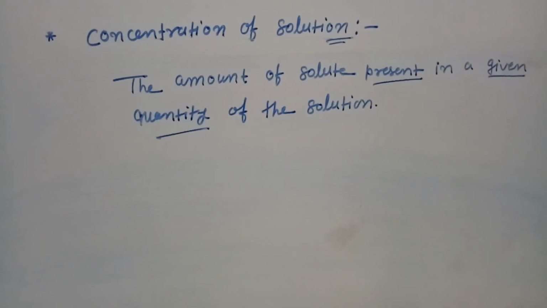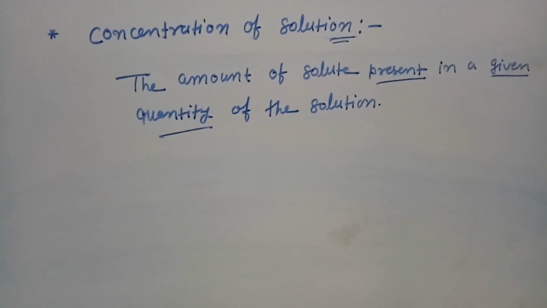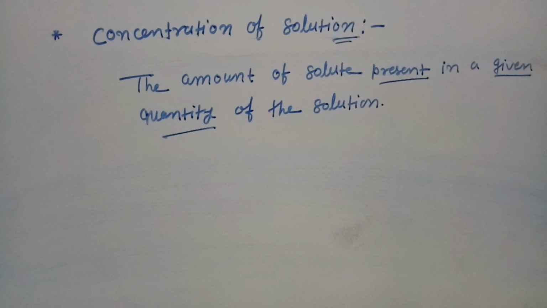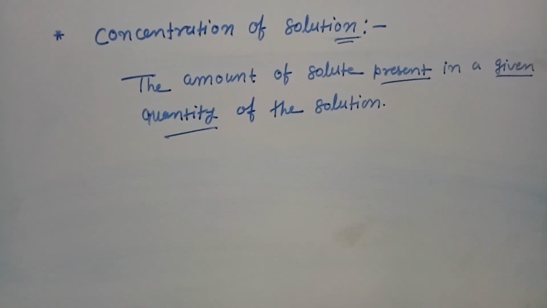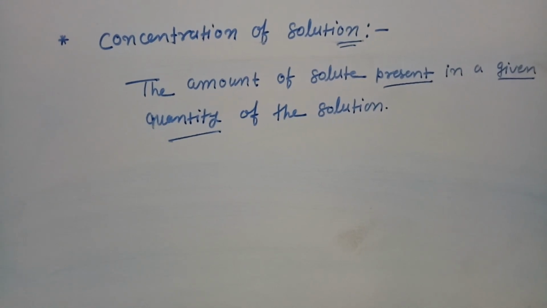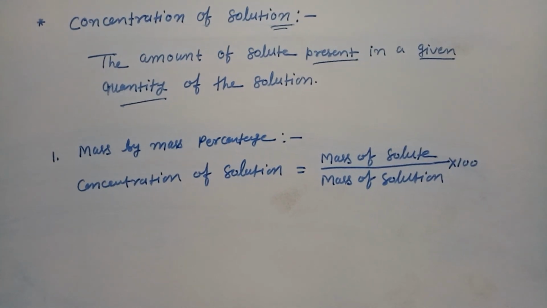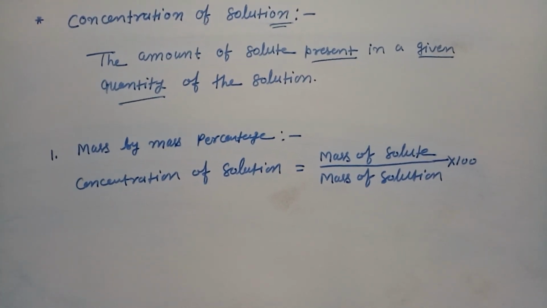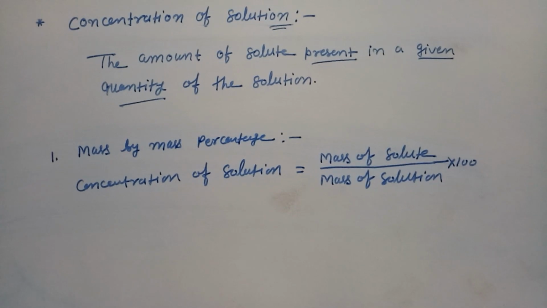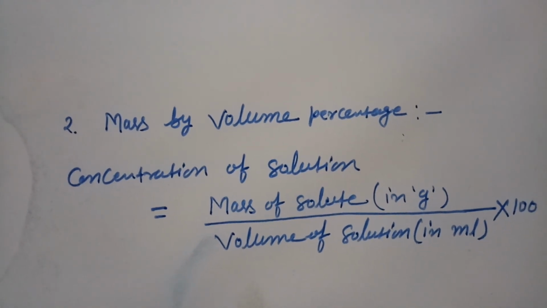Now we will learn about the concentration of solution, and it is defined as the amount of solute present in a given quantity of the solution. There are various ways by which we can calculate the concentration of solution. Some of them are mass by mass percentage. In this method, we need to find out the mass of solute as well as mass of solution.